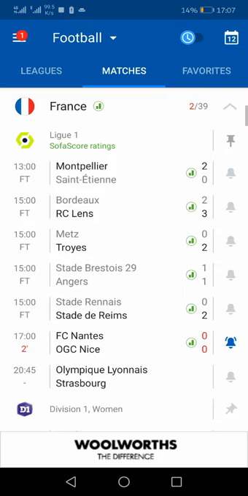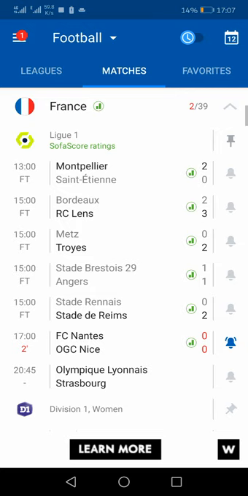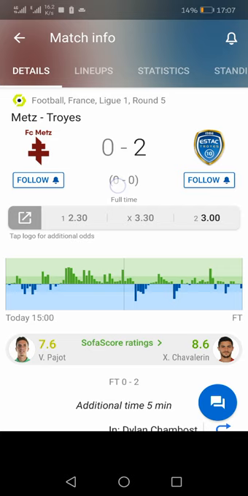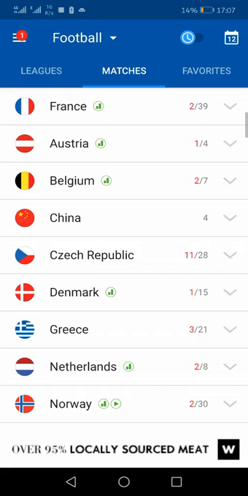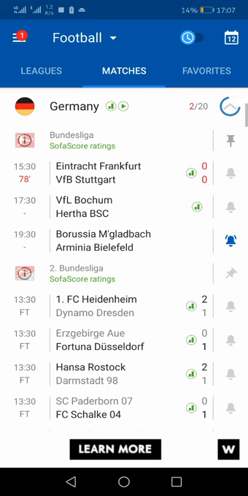Let's check this one. 2 goals in the first half. 3 goals were scored on the second. Metz versus Troyes. Nothing was scored in the first half. 2 goals were scored on the second half. Guys, I hope you can see what I mean. None of the matches played today that have a goal had all the goals scored in the first half. I don't know about Germany, though. I didn't check. Oh, there's nothing in Germany.